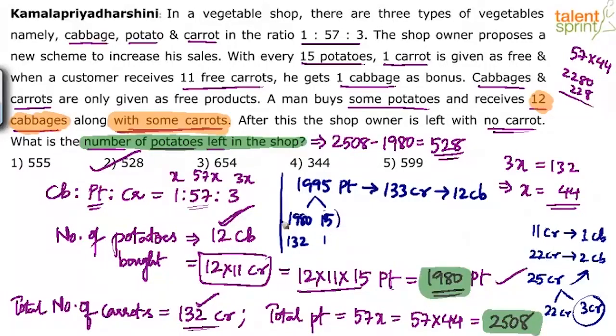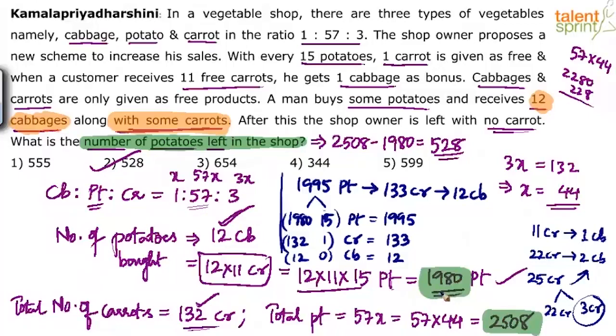You are able to follow? This is the number of potatoes. This is the number of carrots. And for these 132 carrots that he has got, he will get 12 cabbages. For this 1 carrot, because it is not a full multiple of 11, he will get 0 cabbages. So while the total number of potatoes is 1980 plus 15, 1995, the total number of carrots is 133 and number of cabbages remain 12 only. So while the number of cabbages remain 12, the number of carrots that he has taken out could be 133 instead of 132 that we have considered here. And the number of potatoes that he has purchased could be 1995 instead of 1980 that we have considered here.